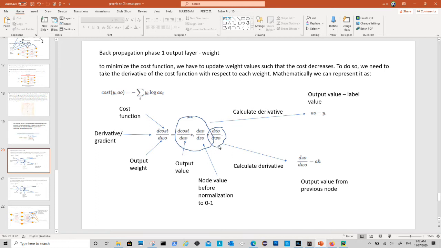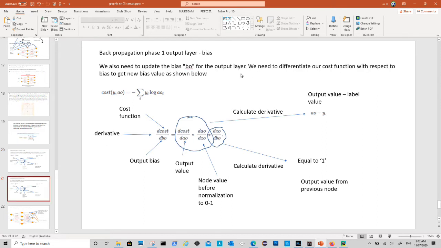If we apply derivative calculation on the first two parts on the right side, it is equal to output value minus target value, which is the label value. The third part on the right side is equal to the output from previous nodes. We will not go into details of how we calculate the derivative, this can be found on the internet. Now we have the derivative of cost and weight.